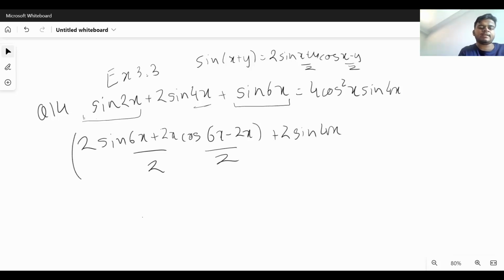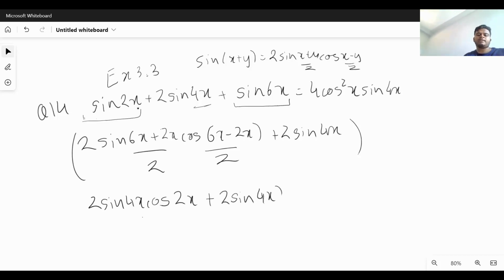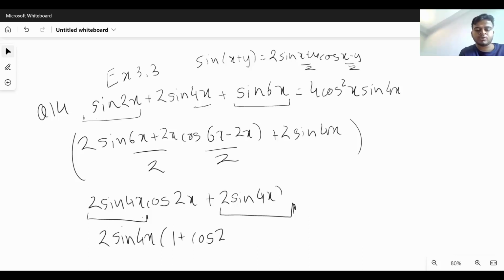Correct. And when I do this, I get 2 times sine 4x cos 2x plus 2 sine 4x. Correct. Now, the interesting part comes. I'll take this and this common, right? So I'll get 2 times sine 4x (1 plus cos 2x). Correct.